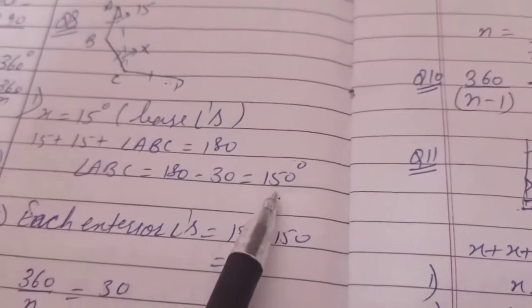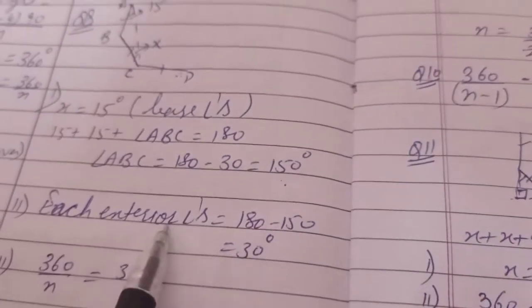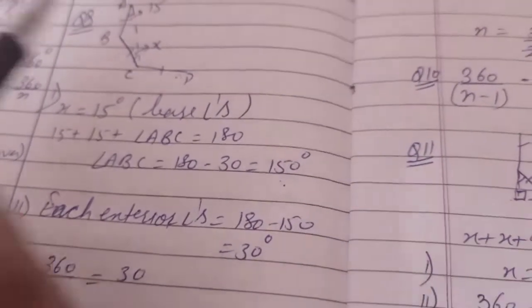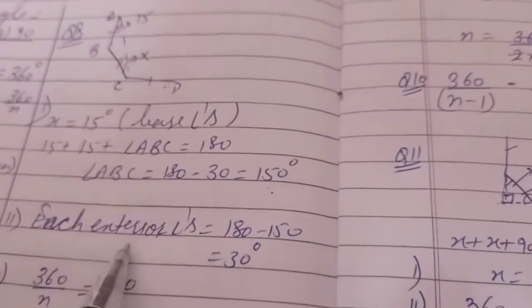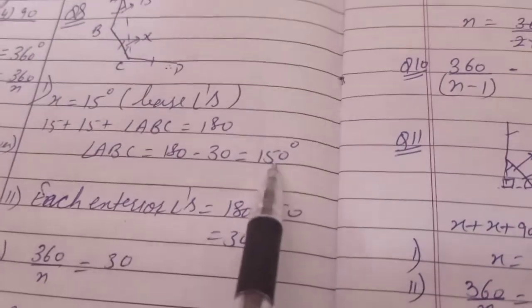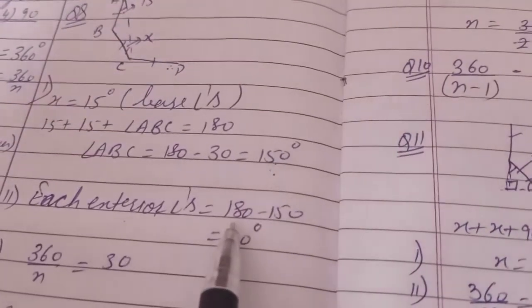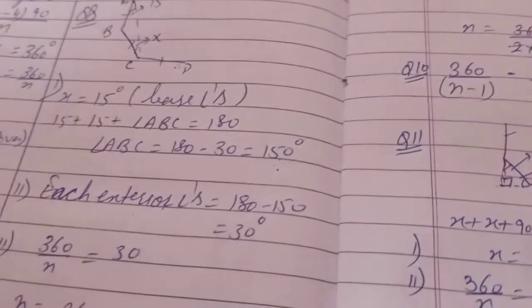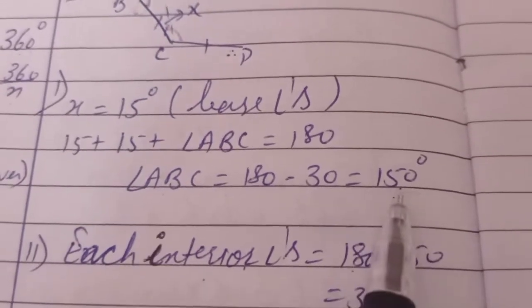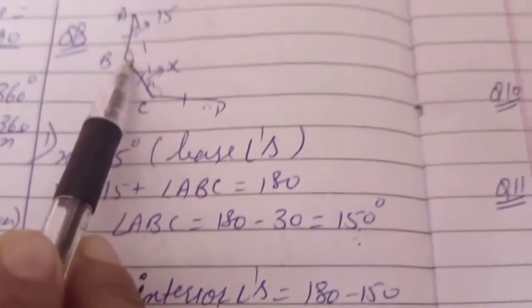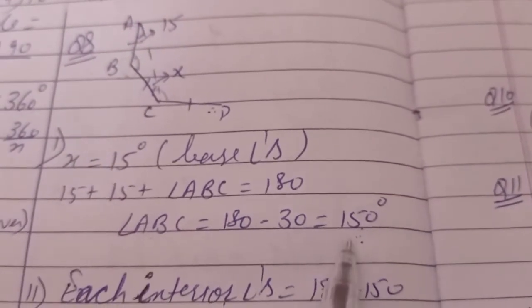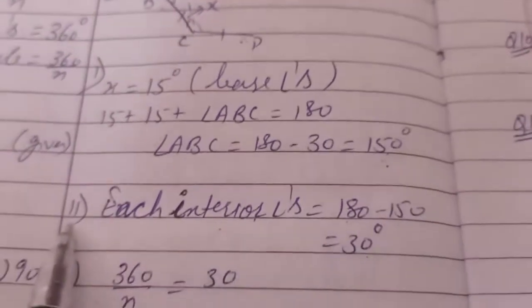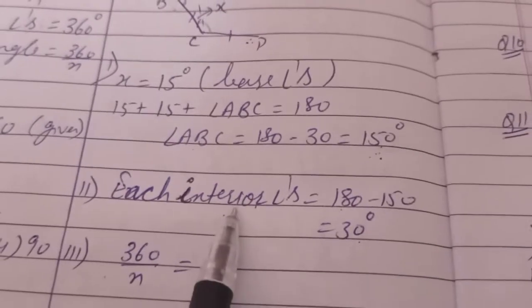We are asked to find out each exterior angle. So beta, always remember, angle B is each interior angle. Clear? And if we need to find out each exterior angle, subtract interior angle from 180. So ABC is 150. What is ABC? This is interior angle. Clear? So first part we are asked to find interior angle, that is 150.